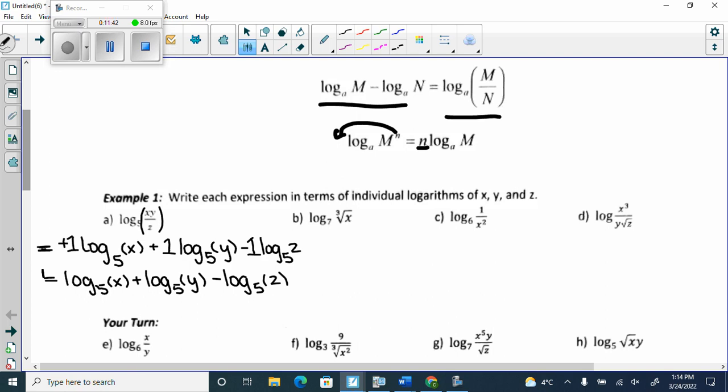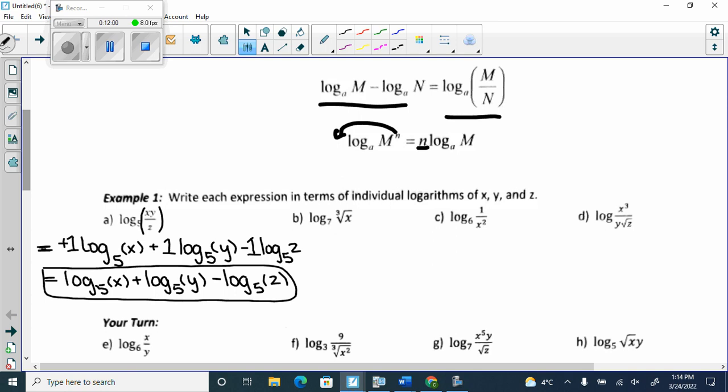That is literally the rule. So you can take one single log with multiplications and divisions beside it and write it out as a whole bunch of logs with additions and subtractions. That's really the rule. That's all it really is stating. Okay? So we're going to look at b.